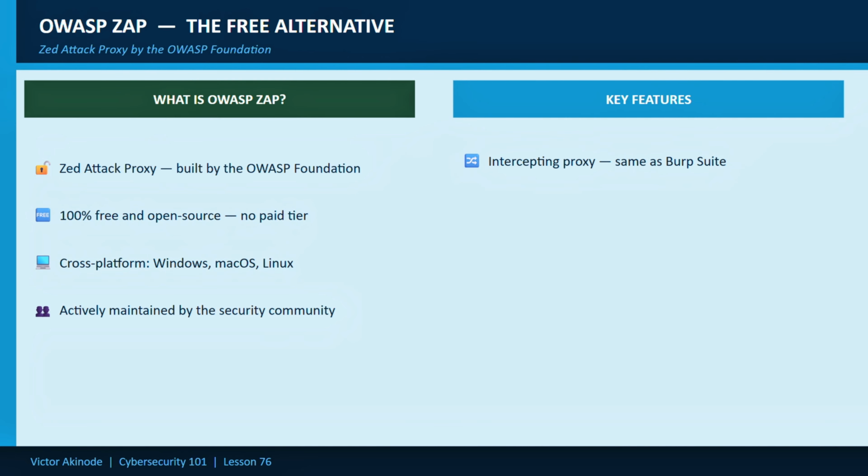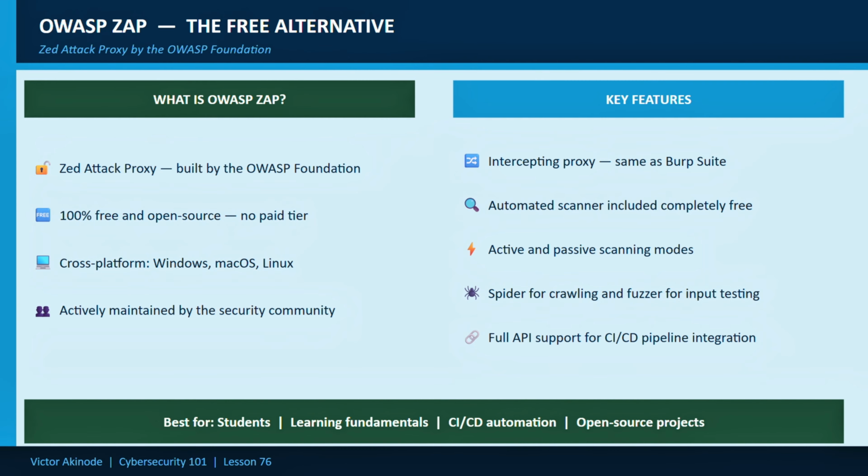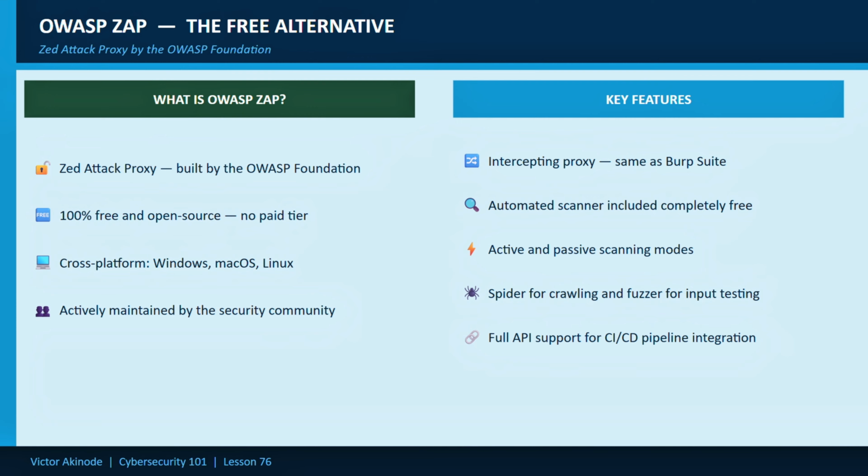Now let's consider its key features. The first one is intercepting proxy, which is just like Burp Suite. It also has automated scanner that is completely free, unlike Burp, which charges for scanning. It has active and passive scanning modes for different testing approaches. It has Fuzzer for testing input validation, Spider for automatically crawling applications. It also has full API support for integrating into automated testing pipelines and scripting capabilities for custom automation.